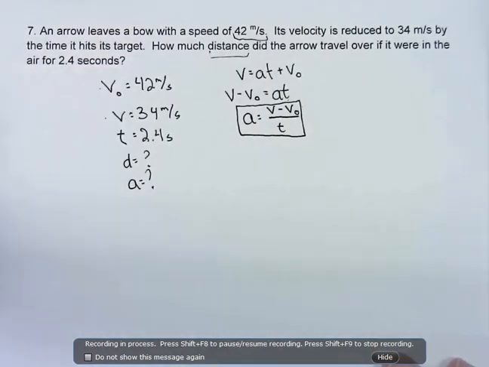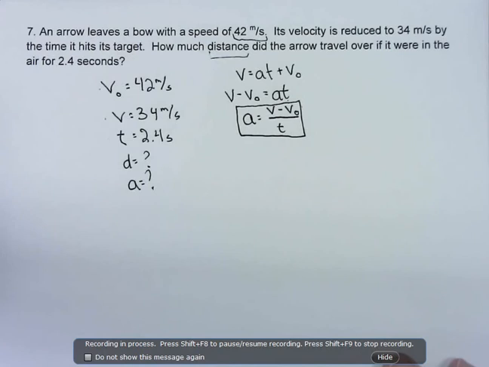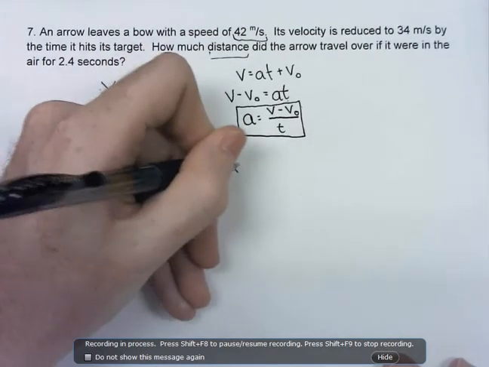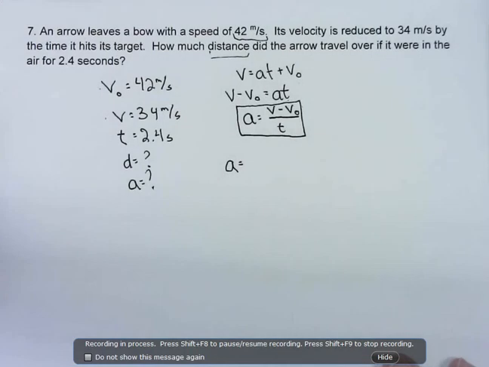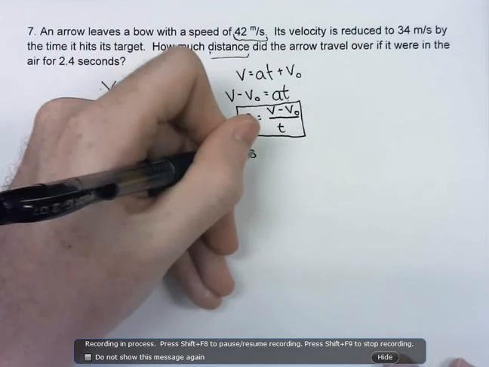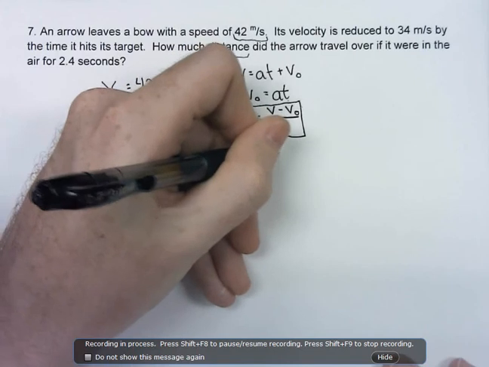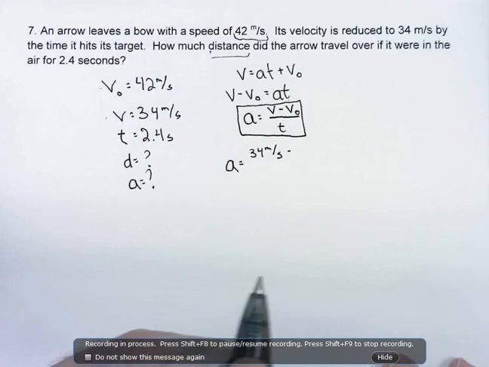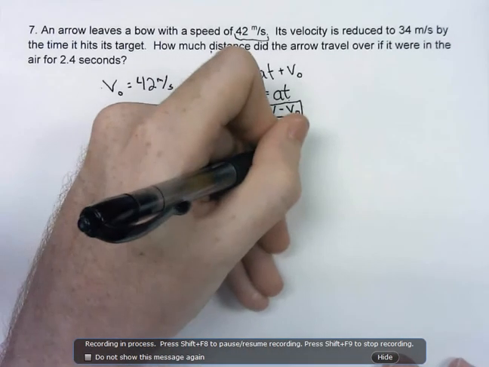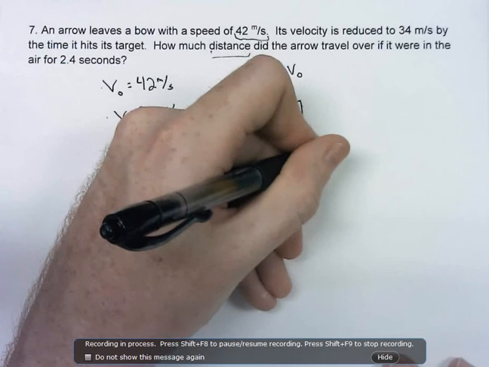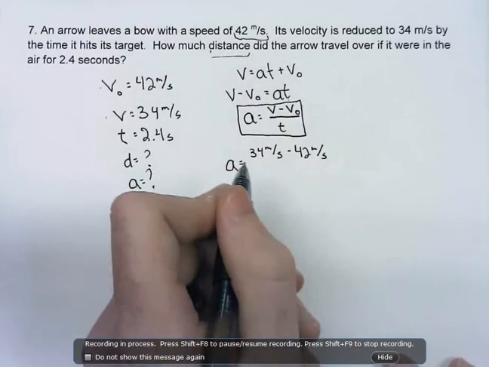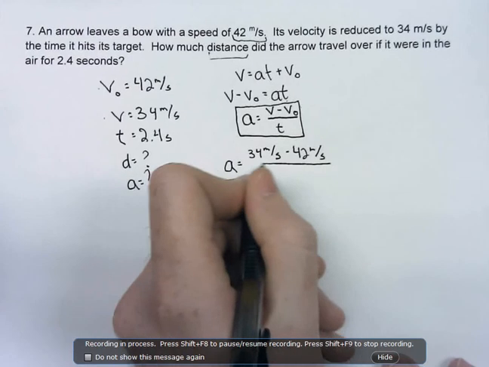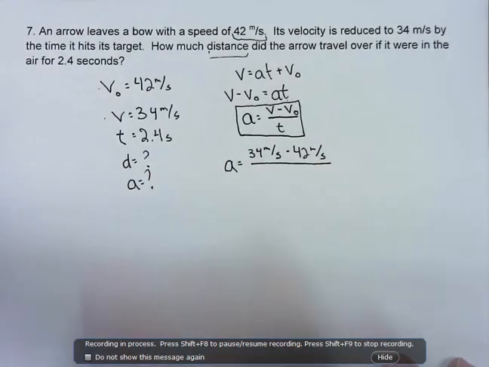We're expecting that every single time. So now that I rearrange that equation, I can actually go through and solve for acceleration. So I'm going to say a equals my final velocity, which is 34 meters per second, minus my initial velocity. In this particular case, it is 42 meters per second. And notice how I leave all my units in there. You should always do that. Over my time interval, which is 2.4 seconds.